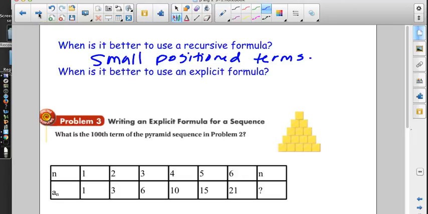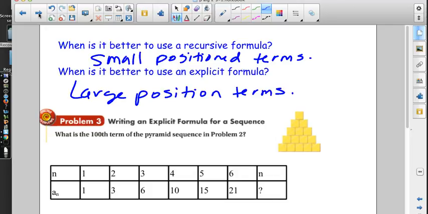But explicit formulas, like I said, you can find the 1,500th term with an explicit formula. So explicit formula for large position terms. My preference is I'd always like an explicit formula if I can get it, because then I can find whatever term I want, whether or not it's a small or a large number term.